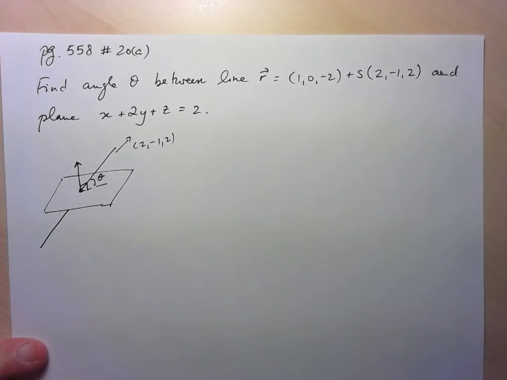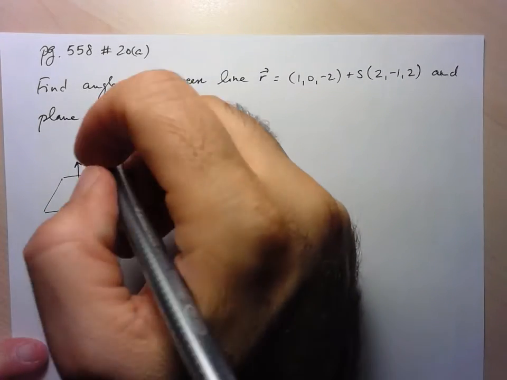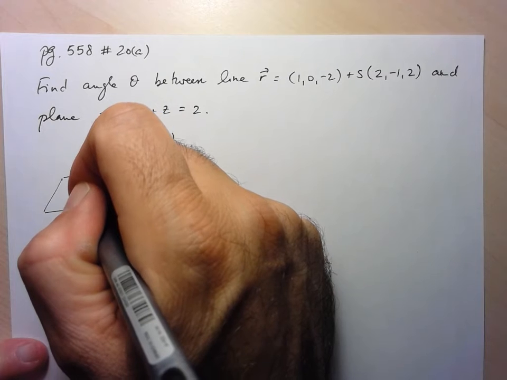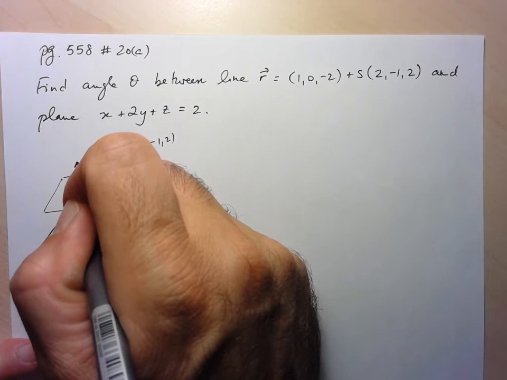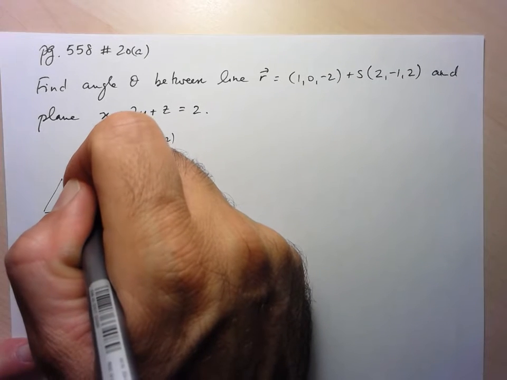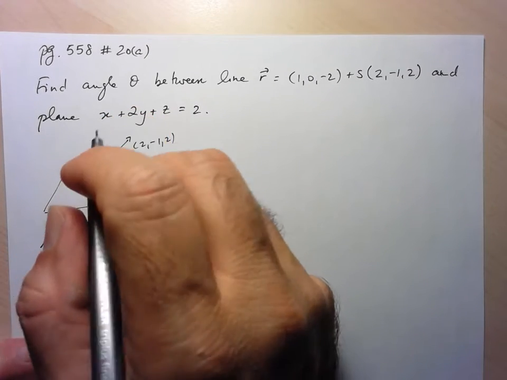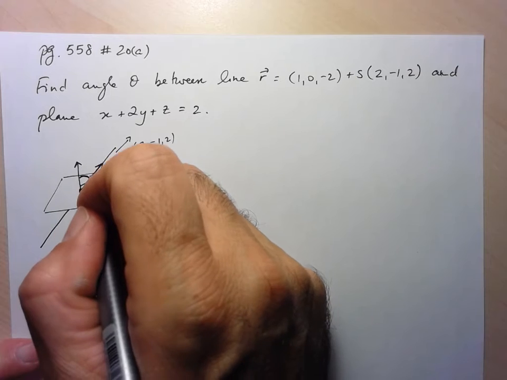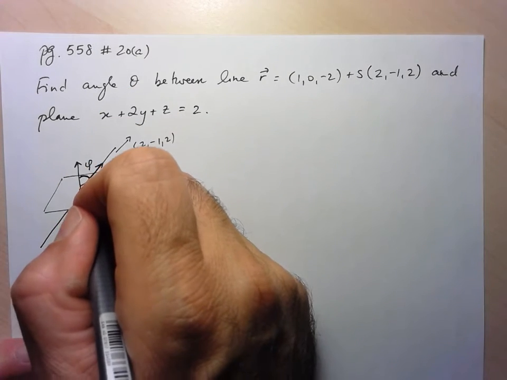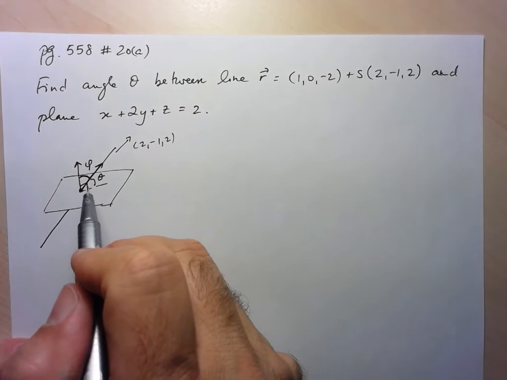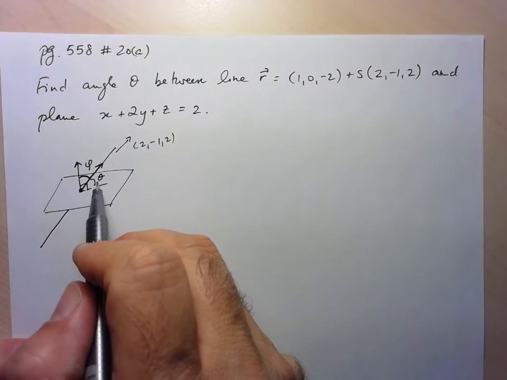Here we see that if I take this direction vector and place it at the tail of the normal vector, I can find this angle between the normal vector and the line. Say we call that phi. Because this is a 90-degree angle, phi is just going to be complementary to the angle we're looking for, theta.